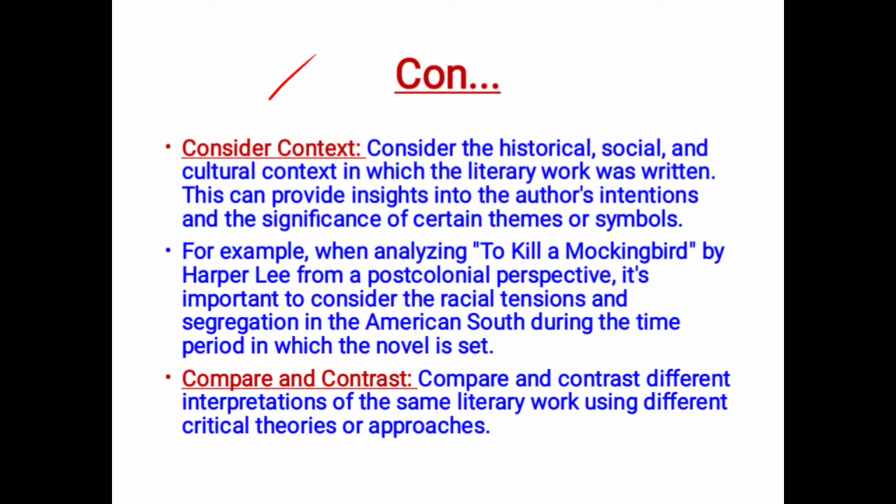Consider context. Consider the historical, social, and cultural context in which the literary work was written. Like Pride and Prejudice, when it was written, it was around 1900. What was the situation at that time? How was people's life at that time? Was there an industrial revolution or something else you want to mention? But you must go through the history. Then this can provide insights into the author's intentions.